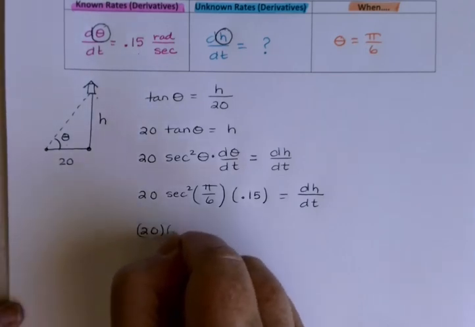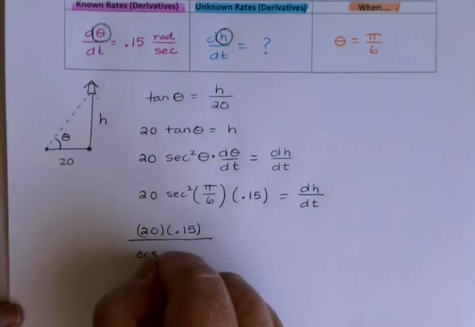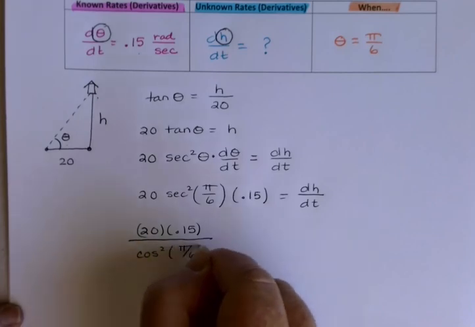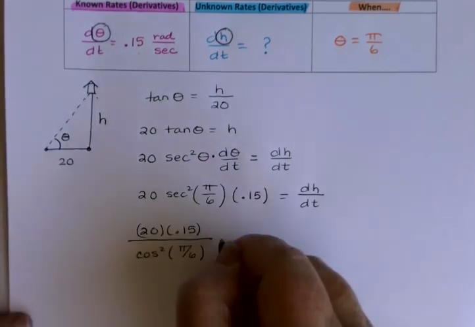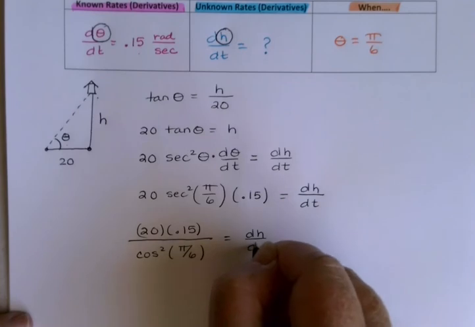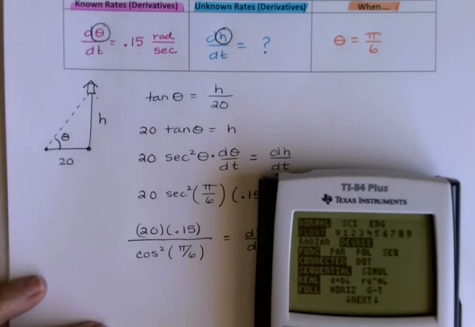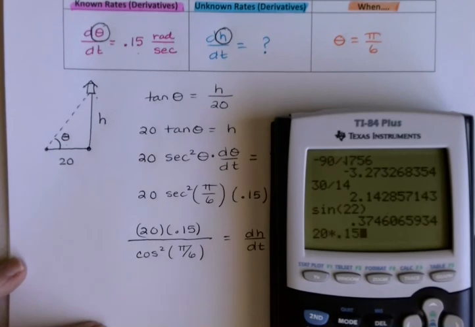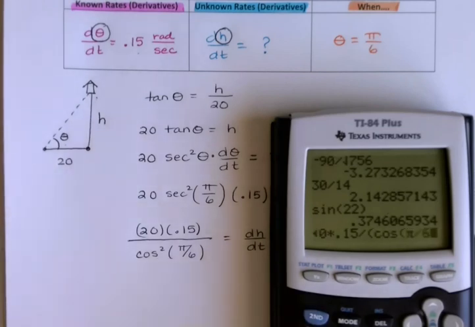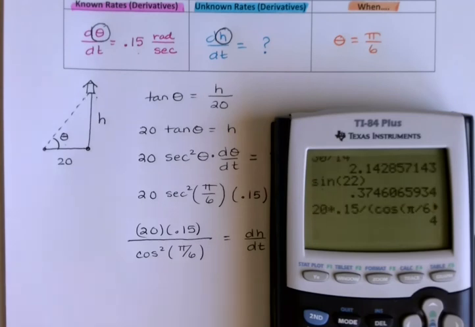Just a reminder, secant is the reciprocal of cosine, so whether you're using a unit circle or a calculator, I could rewrite that as 20 times 0.15 over the cosine squared of pi sixths. And make sure I'm in radian mode again here. If I take 20 times 0.15 divided by the cosine of pi sixths squared, I get 4.